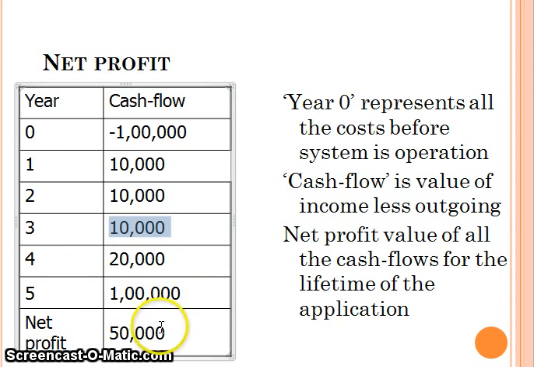So net profit in the sense you sum up all the cash flow starting from your investment till the lifespan of the project. So the net profit should always be a positive value. Net profit is the sum of all the cash flows up to the lifetime of the project. It must be a positive value.